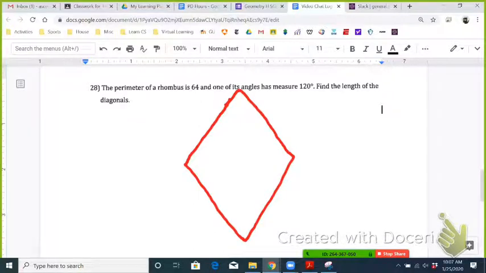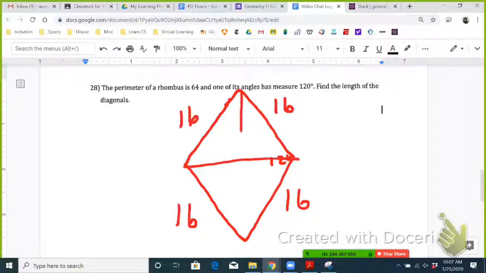If the perimeter of the rhombus is 64, and we divide that by 4, we get that each of our sides would be 16. And one of the angles is 120. If we draw the diagonals of the rhombus, we know that they're going to be perpendicular, and they also bisect the angles of the rhombus.